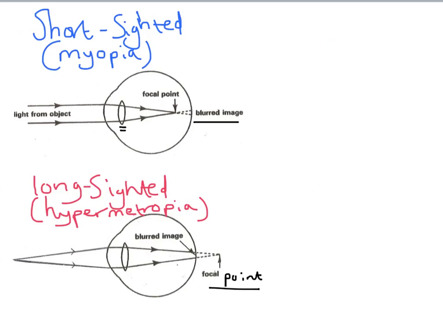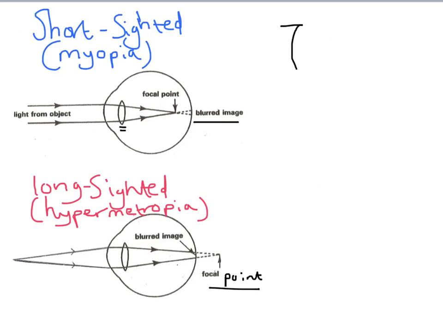So what we have to do is try and correct both of these. We've got short-sighted at the top, myopia, and long-sighted at the bottom, hypermetropia. Now in both instances there's a problem with the lens. The lens isn't able to accommodate, it's not able to change shape properly to focus that light. So there are 2 things we can do, one for each of these conditions. People can be fitted with, let's say, glasses or contact lenses with 2 particular shapes.